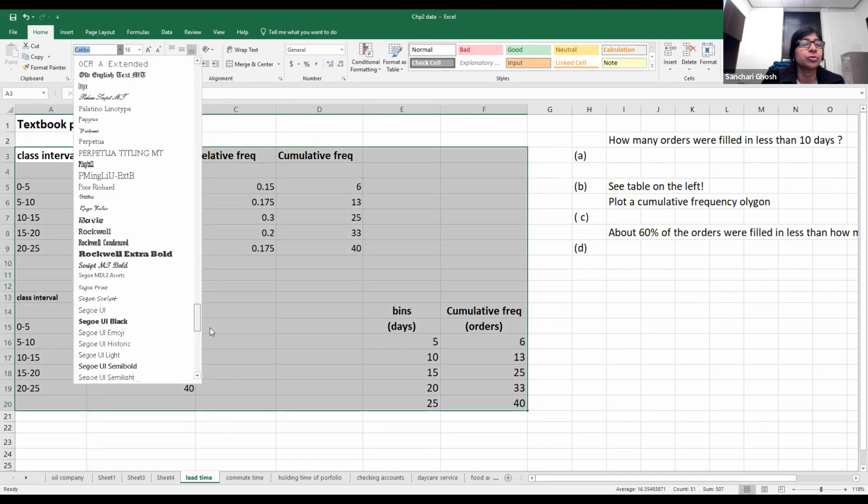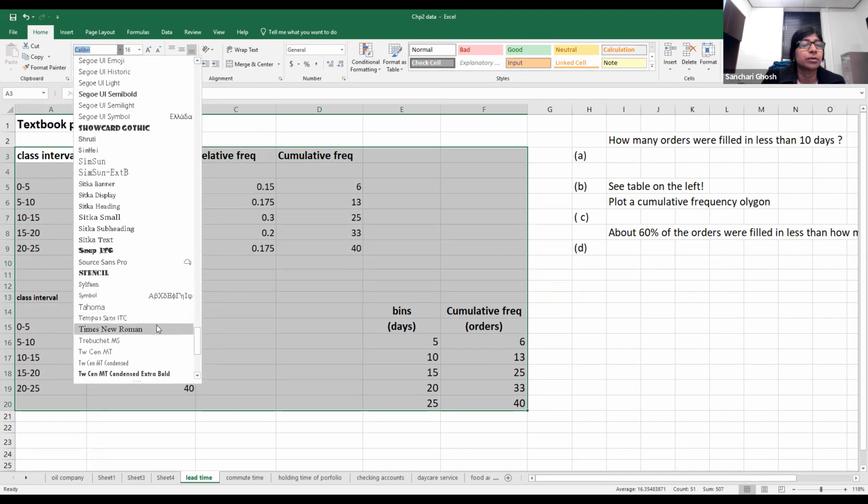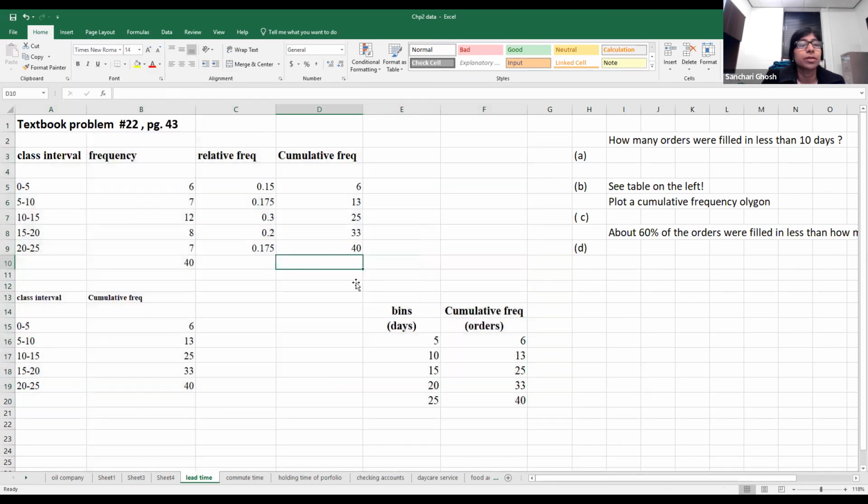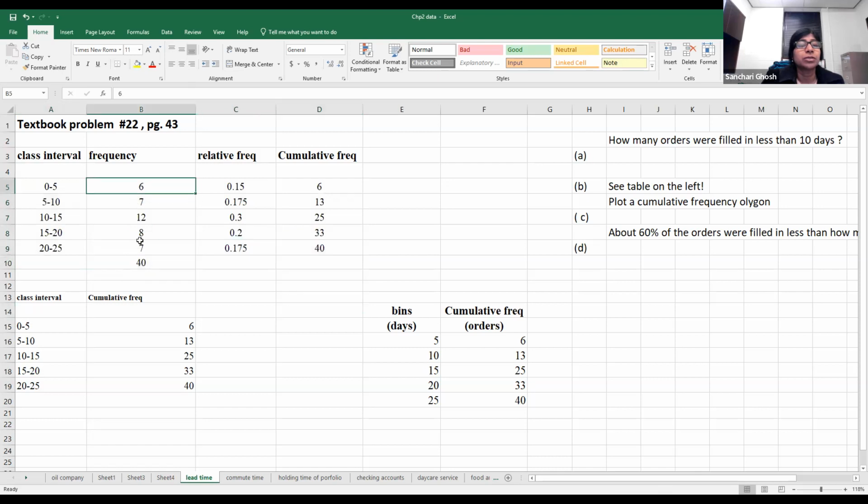I could put Times New Roman. So that makes it a little bigger for us to see. And let's just make all of these centered. So that's the frequency, relative frequency, the same formula, remember. It's this actual frequency divided by the total frequency, but do not forget the dollar symbol. Somehow my F4 function is not working here.